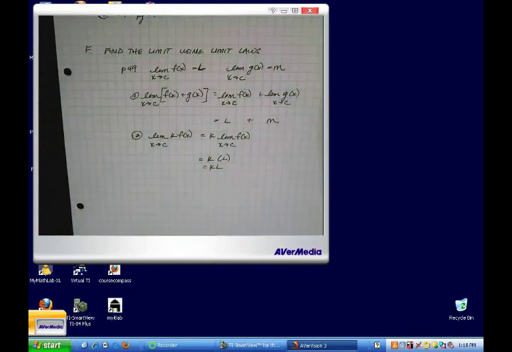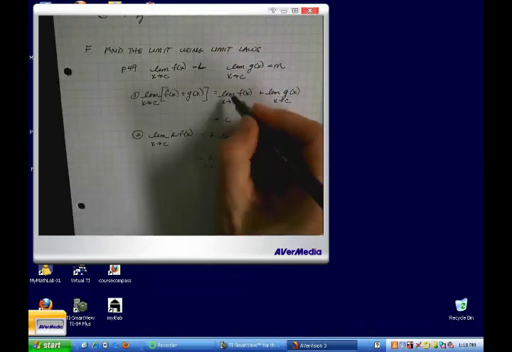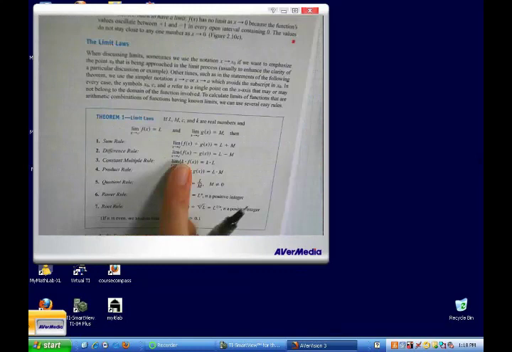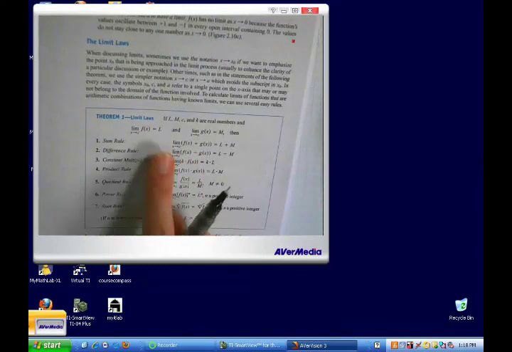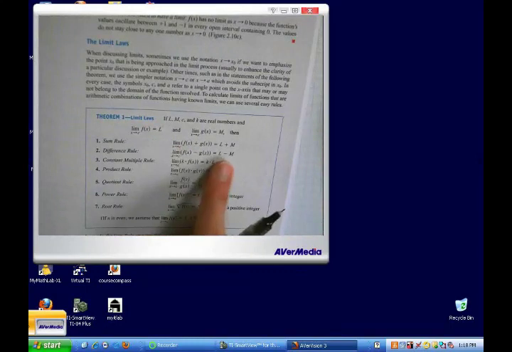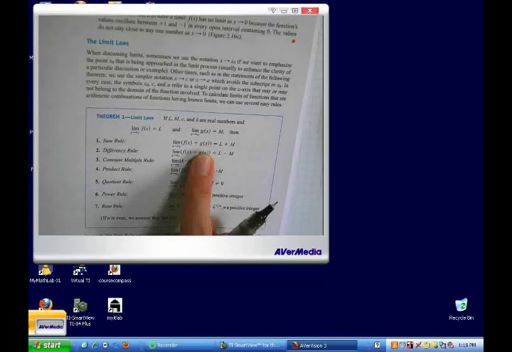Now you can look at these rules, these limit laws, and they're very logical. There's nothing tricky here. So we did the sum, we did the constant. It works for the difference. If you're subtracting two functions, then you subtract each limit individually, so it'd be L minus M. They're skipping the middle step. For the product, you can find the limit of the first times the limit of the second. The quotient, find the limit of the numerator over the limit of the denominator.